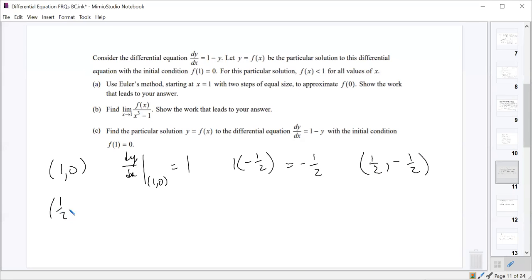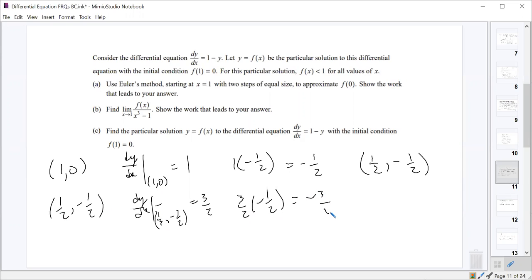So we got 1/2, negative 1/2, and our dy/dx value there ought to be 1 minus negative 1/2, which ought to be 3/2. We're going to have to multiply that by negative 1/2, which should give us negative 3/4. And so our final point there ought to be 0, and then we'll go down another 3/4 to negative 5/4.